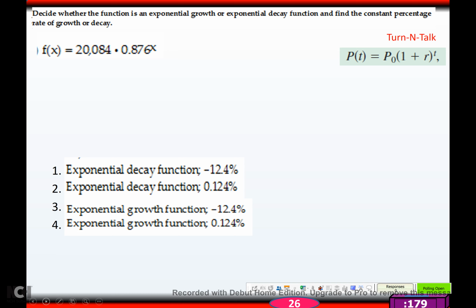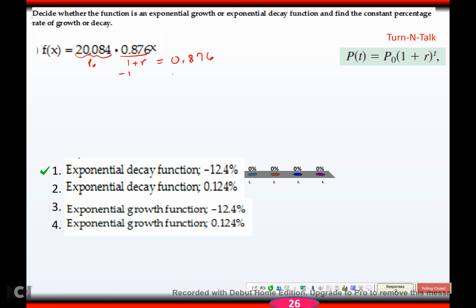All right, so it says decide whether the function is exponential growth or exponential decay and find the constant percentage rate of growth or decay. So hit pause, come back when you're ready, and hopefully you got one. So there's my P sub naught. There's my 1 plus R. So 1 plus R equals 0.876. Minus 1 from both sides, I get R equals 0.876 minus 1, which is negative 0.124. As a percent, move it twice and you get a rate of negative 12.4%.